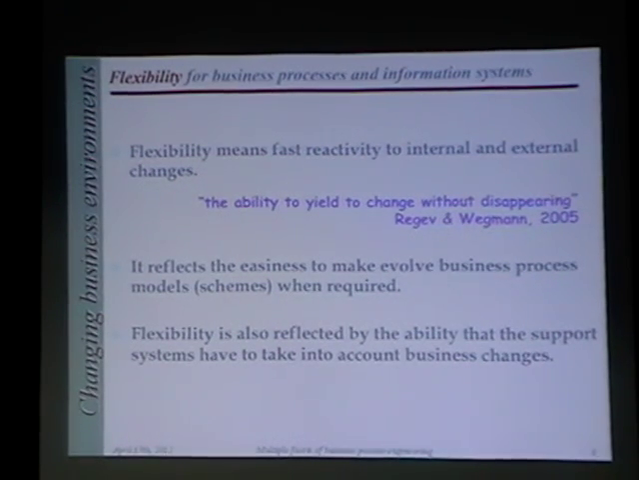Flexibility means fast reactivity, the capacity to react fast to internal and external changes. Flexibility has been defined by Regev and Wegmann as the ability to yield to change without disappearing. It reflects the easiness of evolving business process models, in the sense of business process schemas like a database schema. So these are business process models which are specific to a given enterprise. And flexibility is also reflected by the ability that the support systems have to take into account business changes.